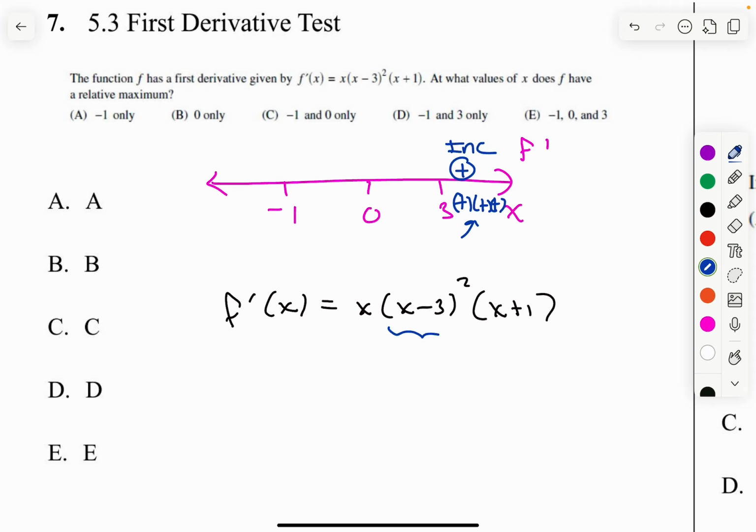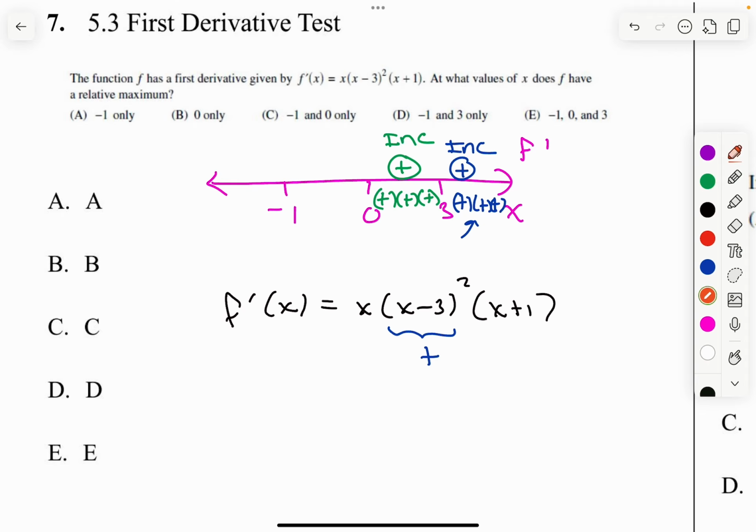Here's a little shortcut. We're not plugging 3 in, but anything else you plug in, this is going to be positive because you're squaring it, so we can just ignore it. Everything's determined by what happens with x and x plus 1. If I plugged in 2, for example, I would get a positive, the middle is positive, and 2 plus 1 is positive. Okay, so increasing here.